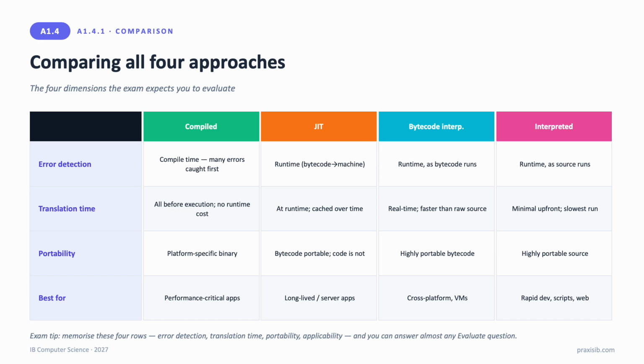So many errors are caught before the program runs. For the other 3, errors are mostly caught at runtime. That means while the code runs. The 3 are JIT, bytecode, and interpreted.